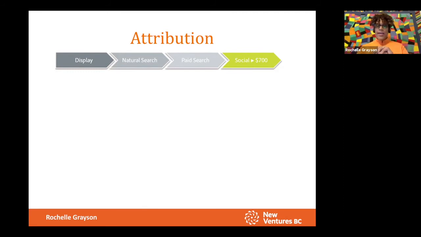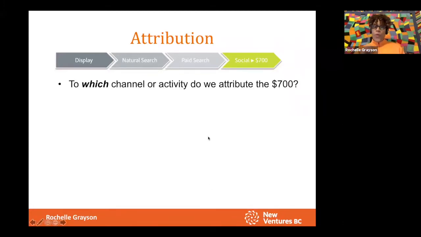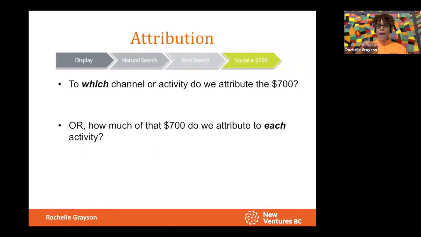The reason you know that it's the same person is because we know from our browsers whether this is a returning visitor. And so you can see the returning visitor came from the display ad, because I have a custom URL, from the natural search, from a paid search, and from social. And then eventually they converted. So which channel do I credit for the sale? That's what attribution is, really. Which channel should I attribute the $700 to? Or how much of the $700 do I attribute to each channel, to each activity? That's really the question we're trying to ask.